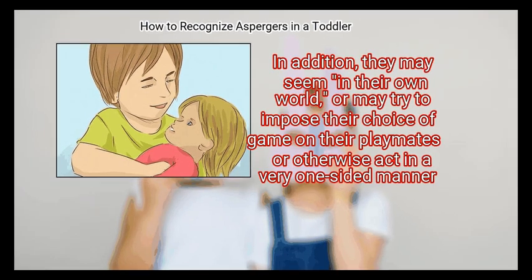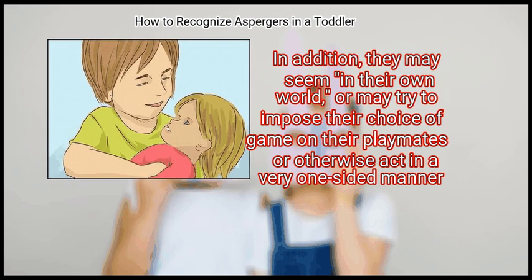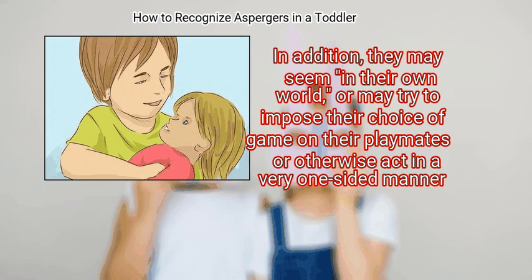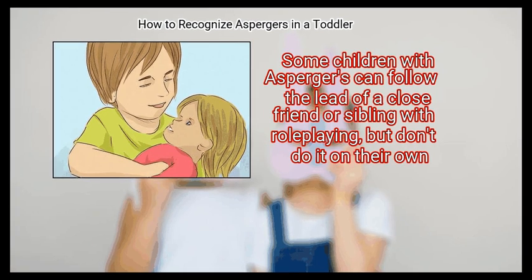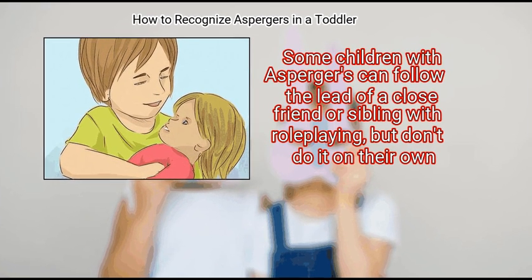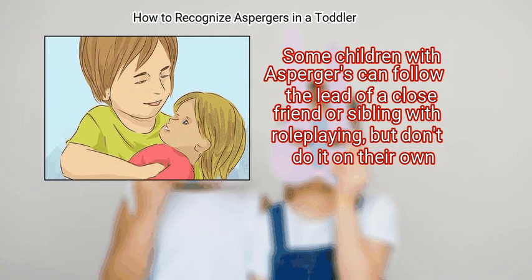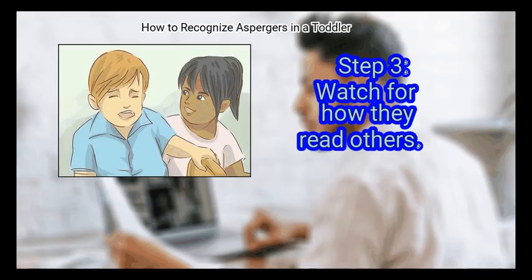For example, if your daughter organizes her stuffed animals into elaborate societies, but doesn't role play interactions, she may be autistic. In addition, they may seem in their own world, or may try to impose their choice of game on their playmates or otherwise act in a very one-sided manner. Some children with Asperger's can follow the lead of a close friend or sibling with role-playing, but don't do it on their own.